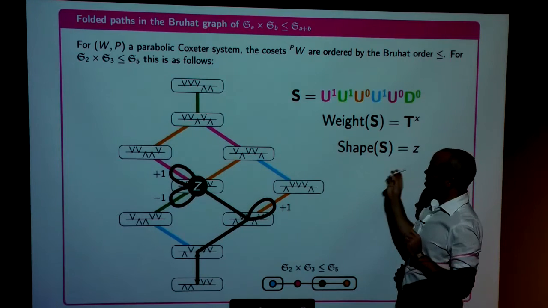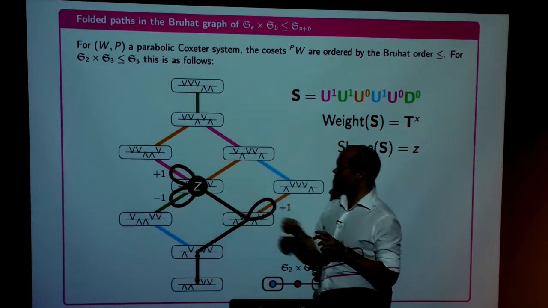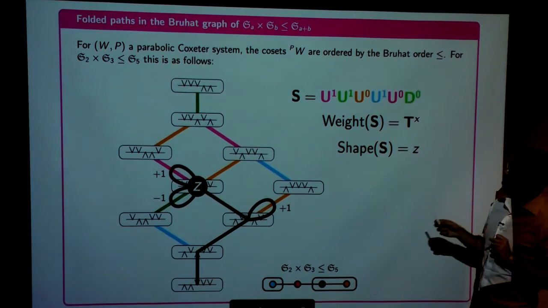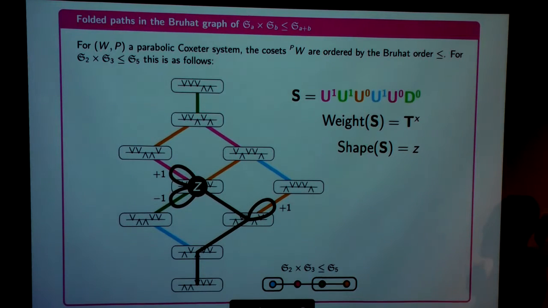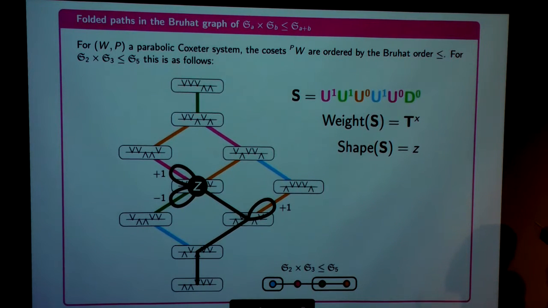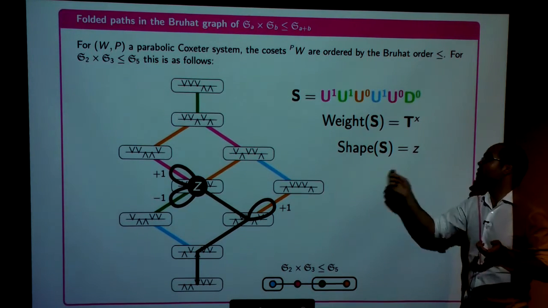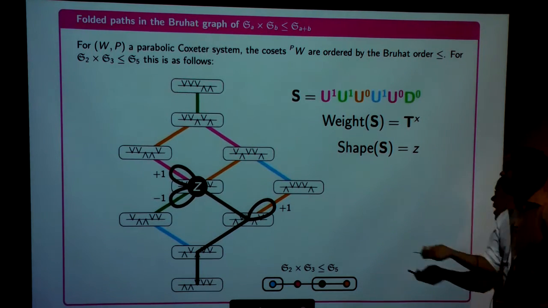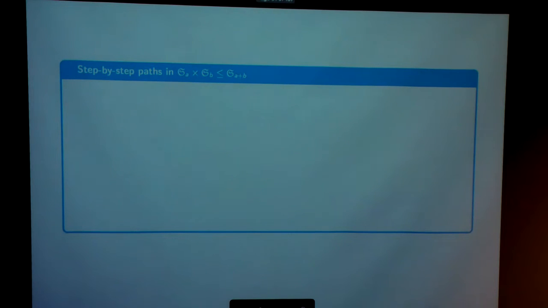And notice that now, when I did down 0, which was don't go down, this now has a -1. So I say that all the steps in this path have got degree 0, +1 or -1, depending on whether, if I do them, they go up, whether they go down, whether they don't go down, in a way that I'll write on the next slide. Okay, so let's just do it for this particular parabolic Coxeter system to get going.